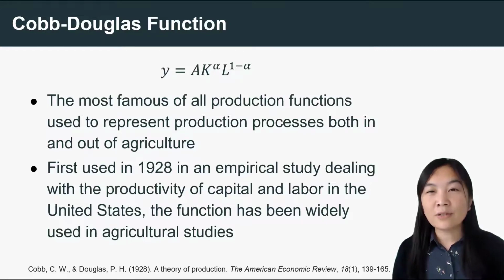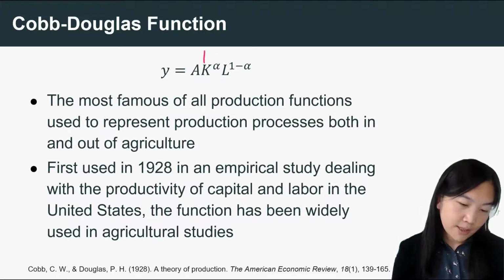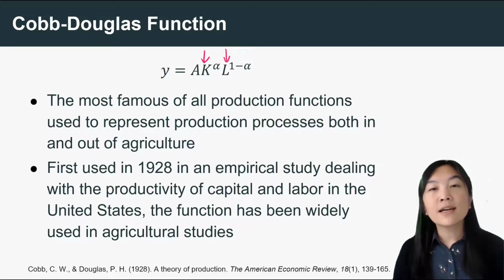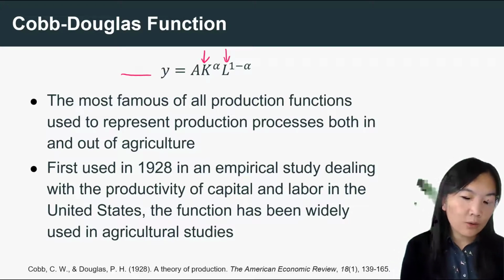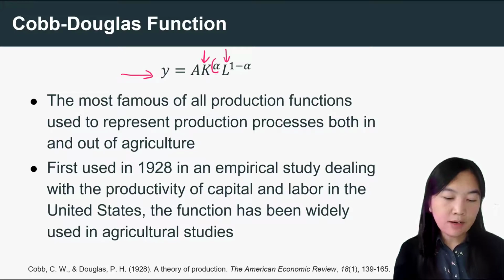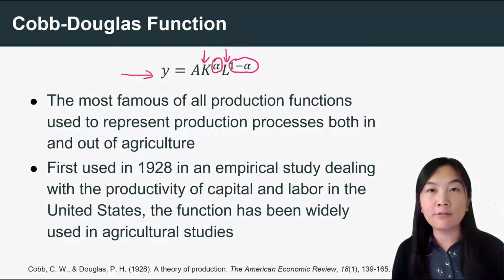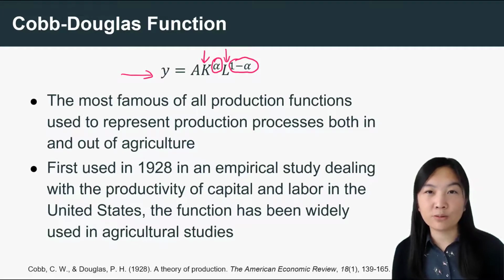In their original paper, there are only 2 inputs here. One input is K, the other input is L. K is for capital and L is for labor. And this is the original Cobb-Douglas function that they used. You have to pay attention here that the 2 exponential terms are alpha and 1 minus alpha. If you spend a little bit of time here, you will figure out, or maybe it's very obvious, that alpha plus 1 minus alpha is equal to 1.